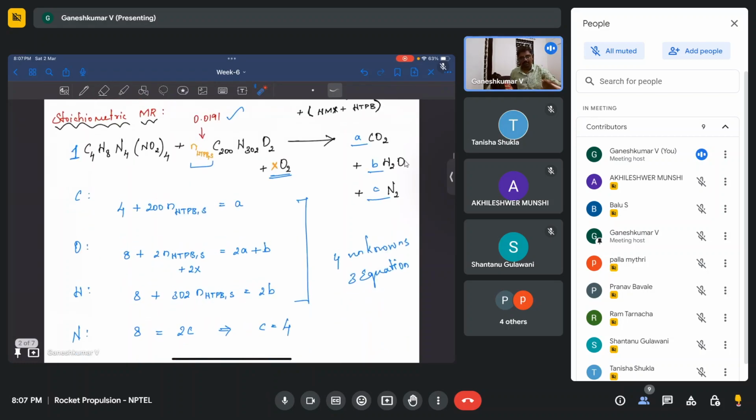And this also makes sense because it's kind of like a monopropellant, which has both fuel and oxidizer in it.